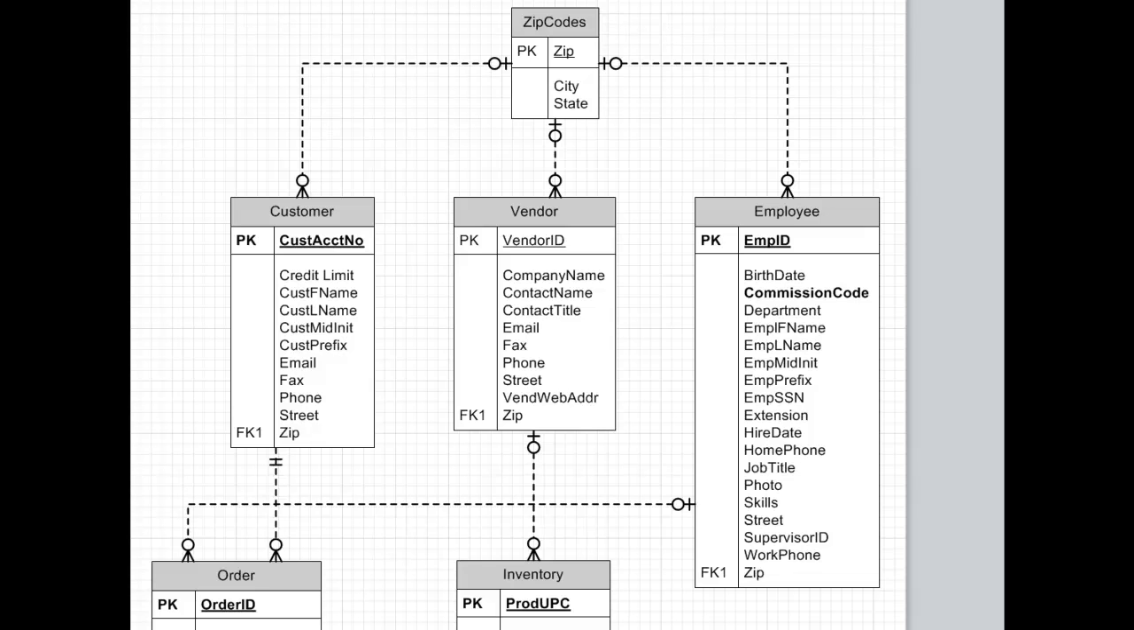In each of the other cases for vendor and employee, it would read very similar. For example, for a zip code, it is associated with 0 or many vendors, but a vendor is associated with 0 or 1 zip code.